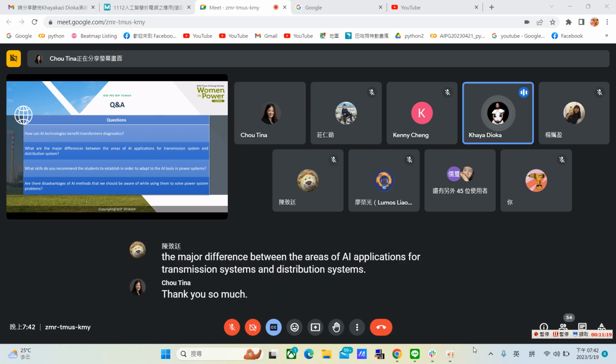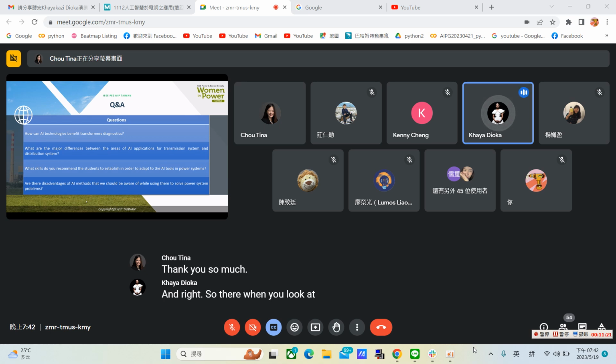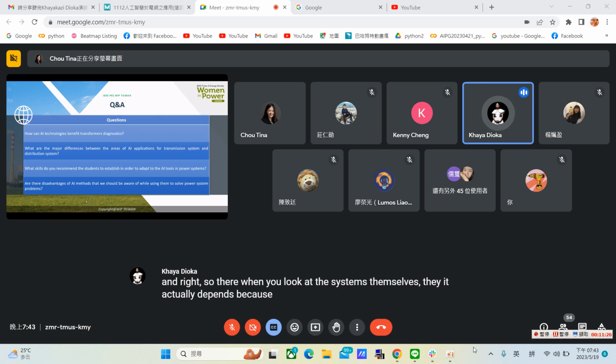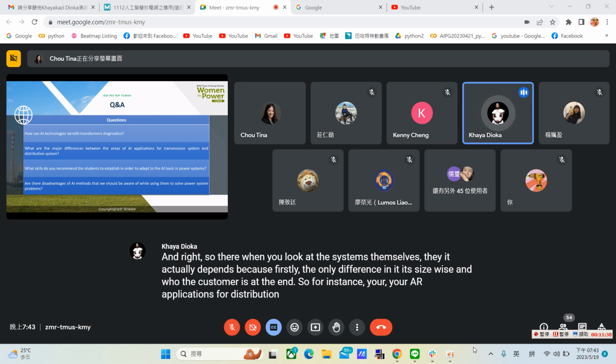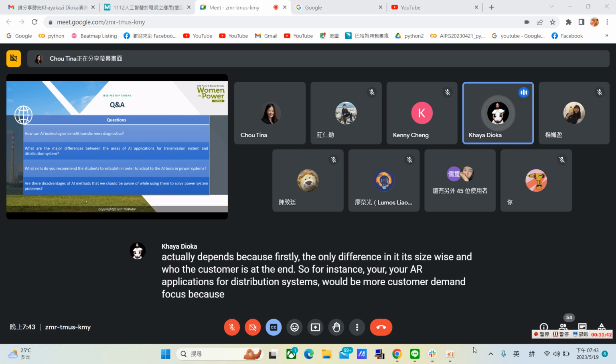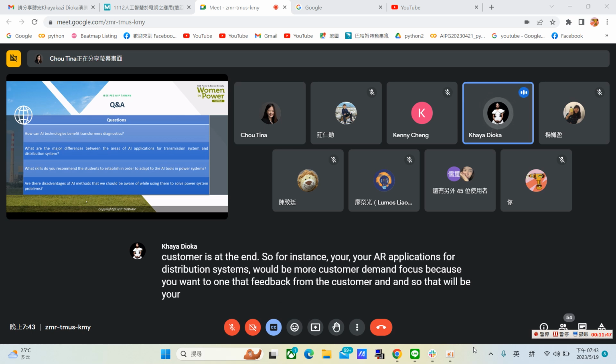Right. So when you look at the systems themselves, it actually depends, because firstly, the only difference is size wise and who the customer is at the end. So for instance, your AI applications for distribution systems would be more customer demand focused, because you want that feedback from the customer. And so that would be your priority, for instance. It's also in terms of prioritizing which application you would put.